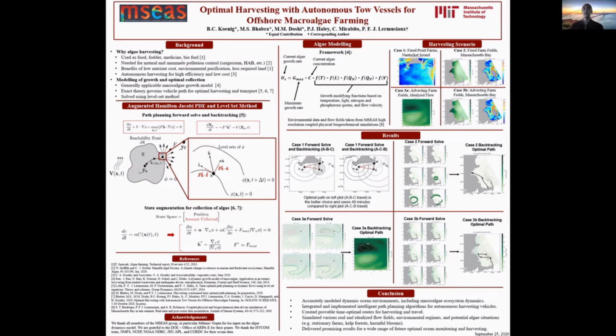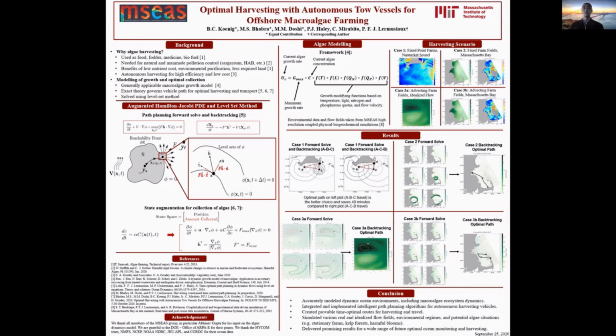Here, we use an exact augmented Hamilton-Jacobi PDE and level set method to calculate optimal algae harvesting paths for autonomous tow vessels. We expand in time a reachability front that describes the entire domain, both in space and in algae collection, that we are able to reach at a given time. Once that front passes our goal point, we backtrack to the origin to calculate our optimal path.